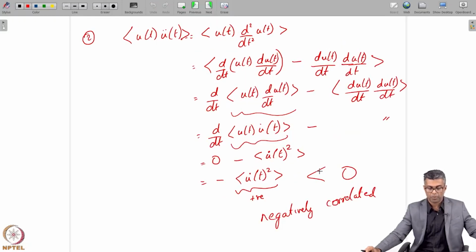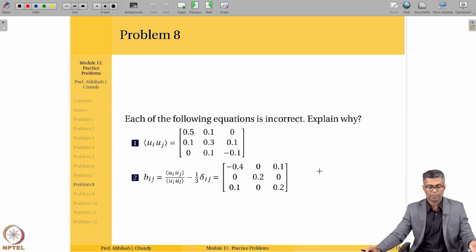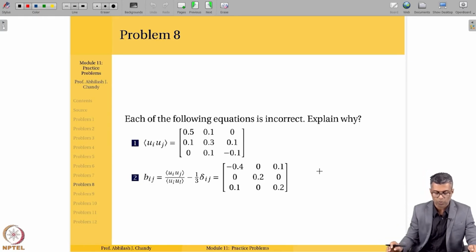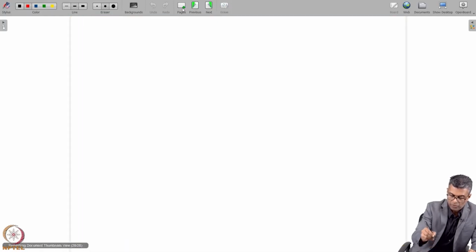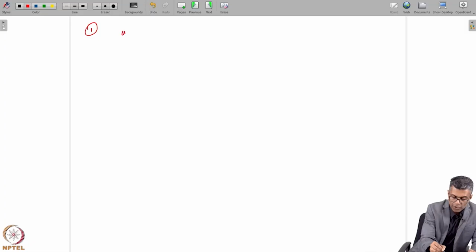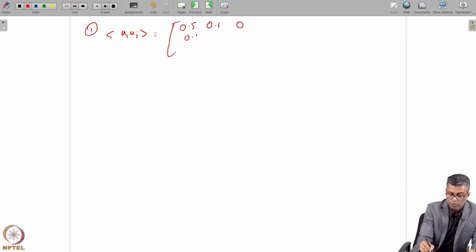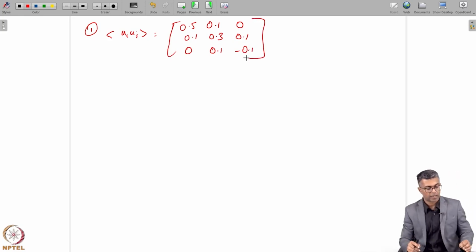Let's try another problem. Problem number 8. Each of the following equations is incorrect. Explain why. All right. So the first part of that is u_i u_j. Okay, so I am going to write this down. What is u_i u_j? It is the Reynolds stress, isn't it? Which is given as 0.5, 0.1, 0, 0.1, 0.3, 0.1 and 0, 0.1 and minus 0.1. This is the Reynolds stress that is given.